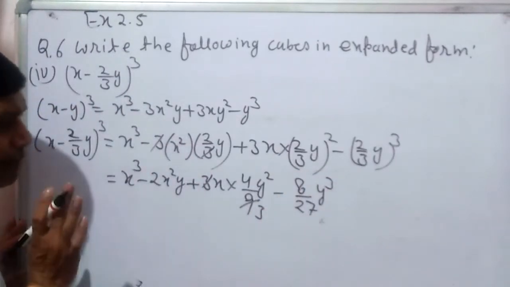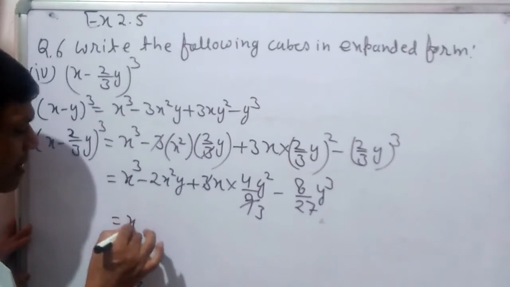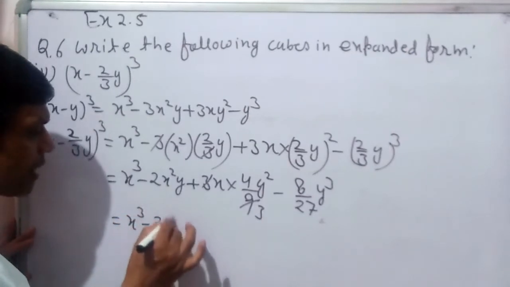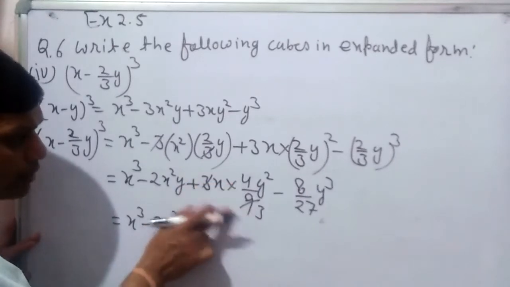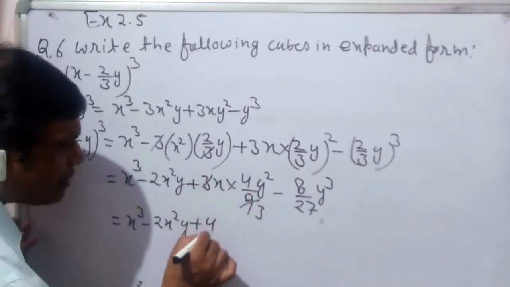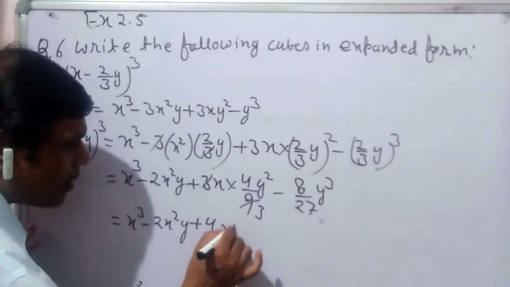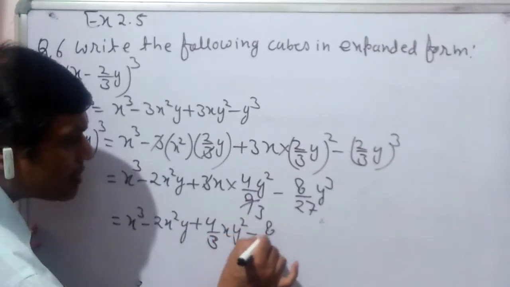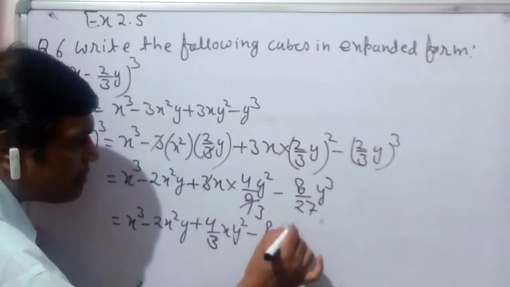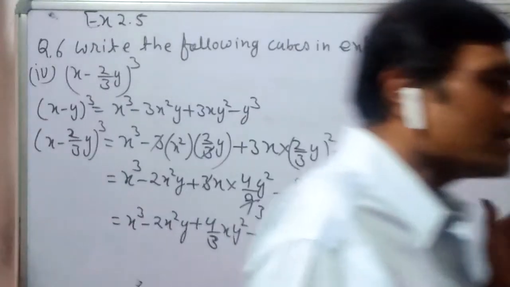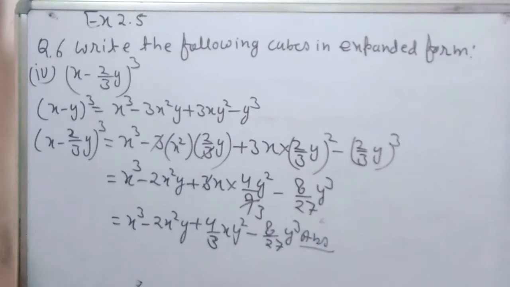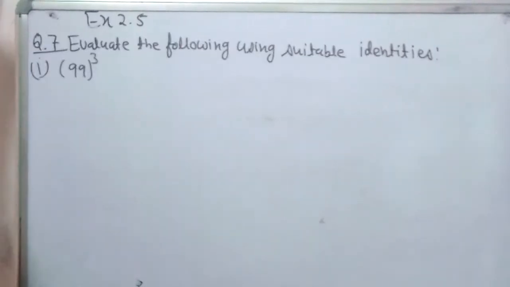Let us write this one part, rest will be copied. x cube minus twice x square y plus 4 upon 3 x y square minus 8 upon 27 y cube. So this gives us the final answer for this particular part.